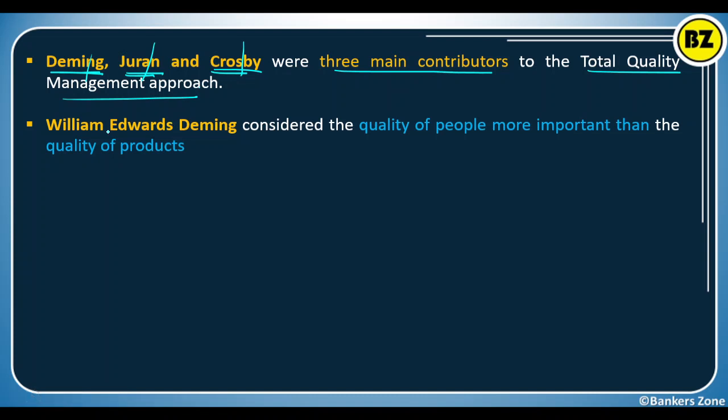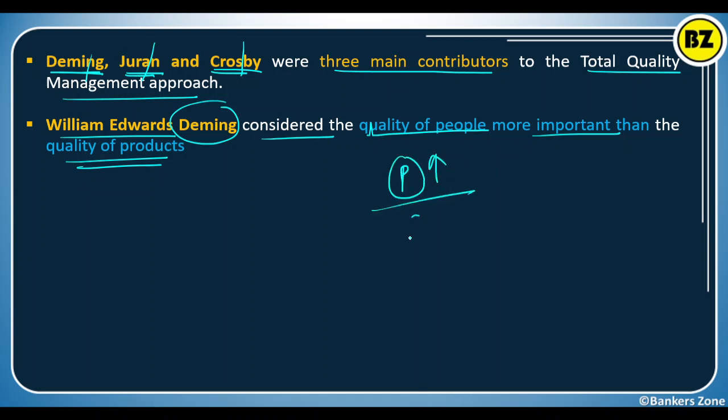Now see William Edwards Deming. You remember Deming: he considered the quality of the people more important than the quality of the products. So there will be a simple one-liner question: according to Deming, which of the following is true? The quality of the people is more important than the quality of the product, according to Deming.